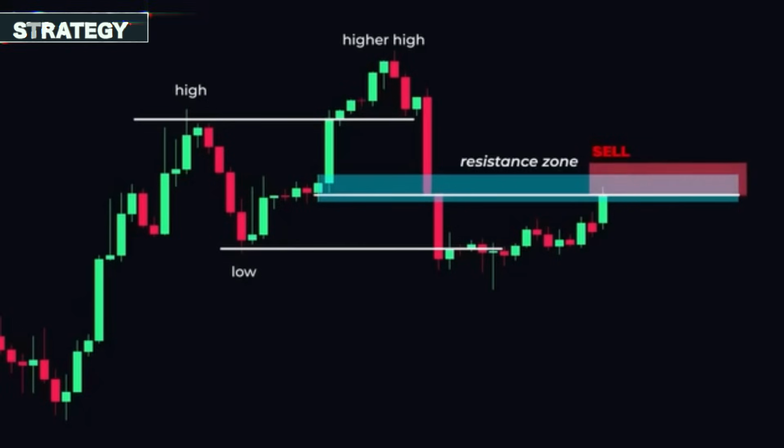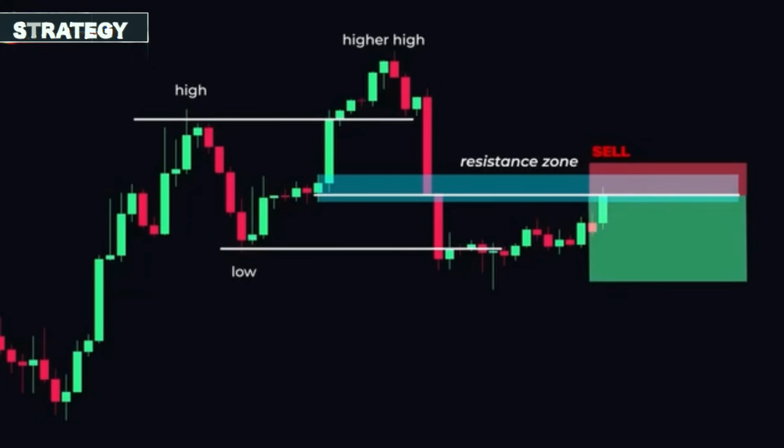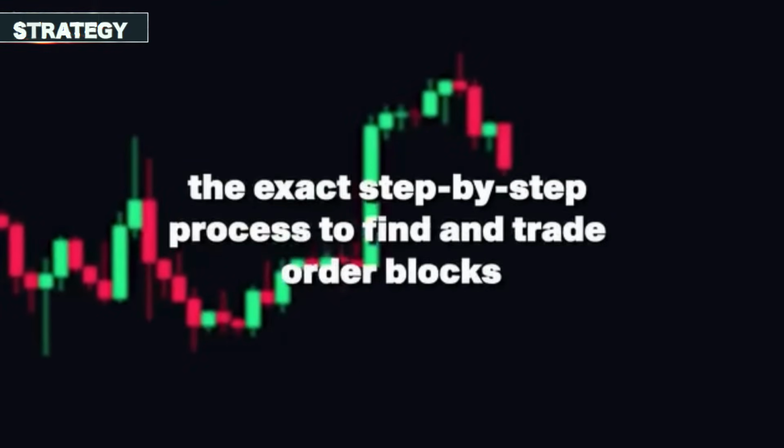Then, place your stop loss slightly above the breaker block and set your take profit at 2 times the size of the stop loss. And as you can see, the price rejected this order block, hit our target, and resulted in a nice profit. Now that you know these strategies, it's time to take action and start using them in real trades. That's it, the exact step-by-step process to find and trade order blocks.